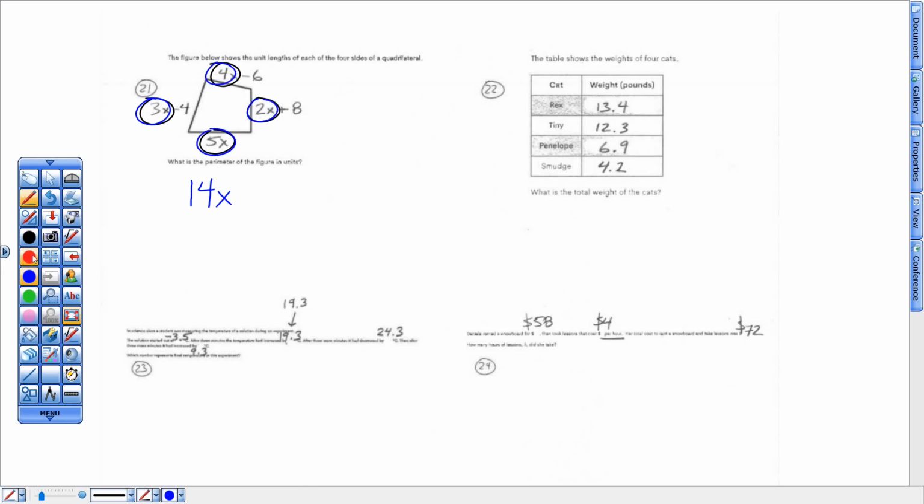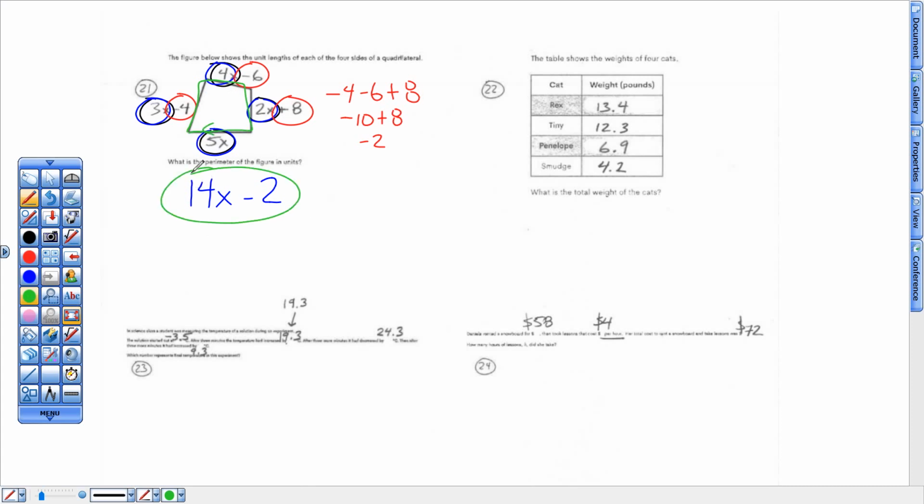Now the 3 plain numbers, -4, -6, plus 8, a little bit harder. Might want to use your calculator to do those. That gives me -10 plus 8, which is -2. So this one, when I combine those like terms to show perimeter, it gives me 14x minus 2.